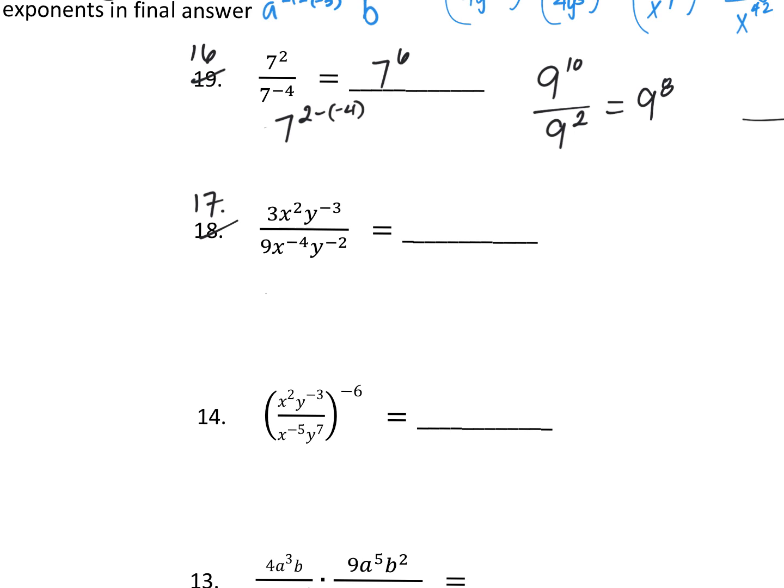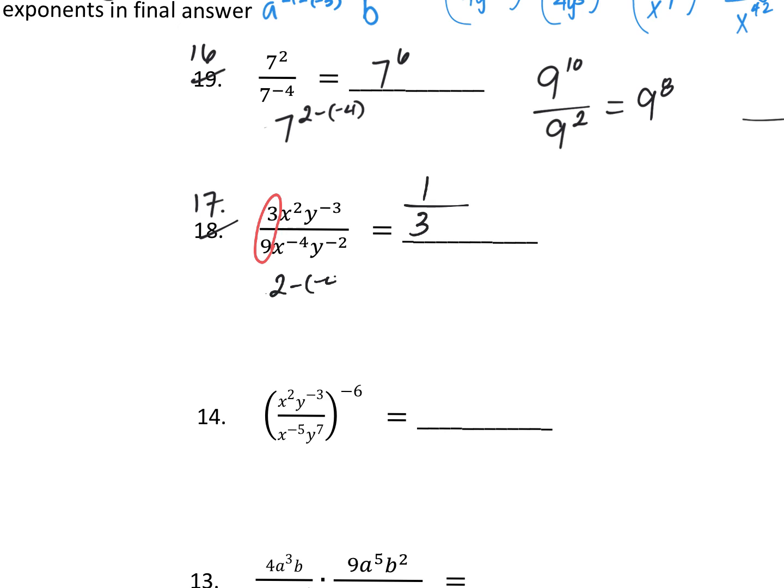All right, last problem we're going to do today, number 17. 3x squared y to the negative 3 over 9x to the negative 4 y to the negative 2. So again, treat my numbers the same. 1/3, not 3, 1/3. When the bigger number's in the denominator, it's a fraction. And then we can subtract our exponents, or you can rearrange it, however you like.